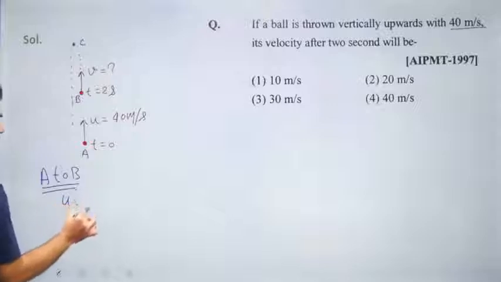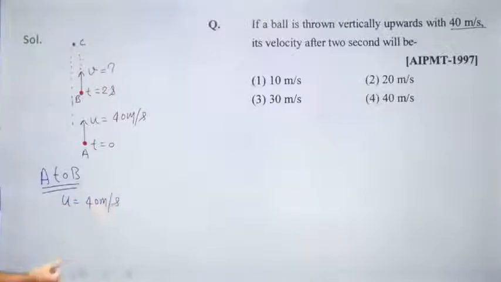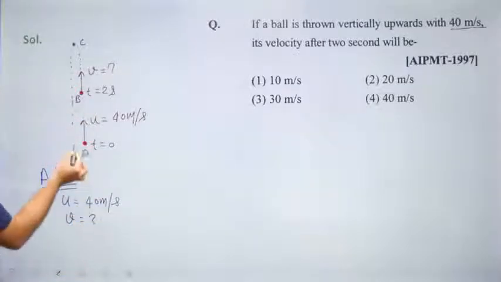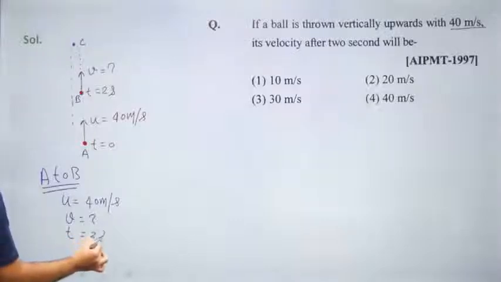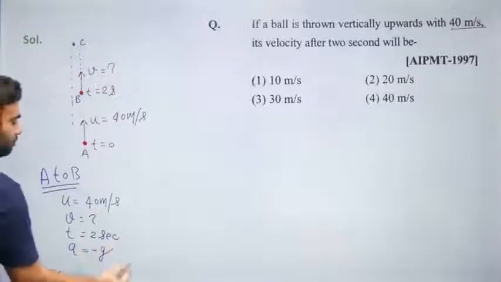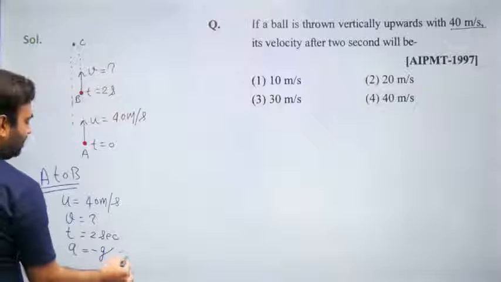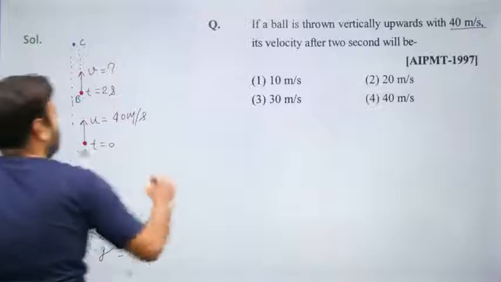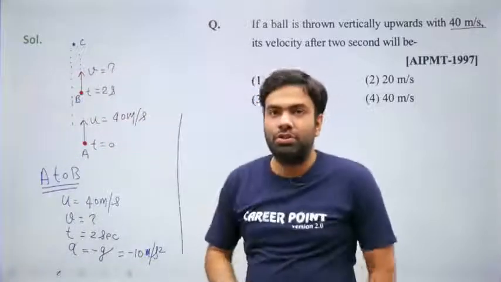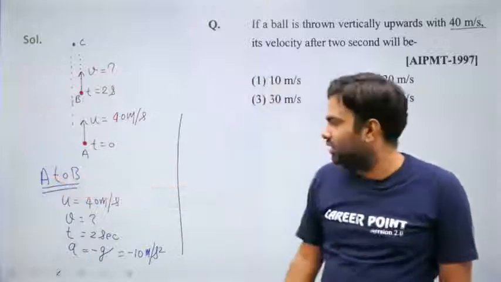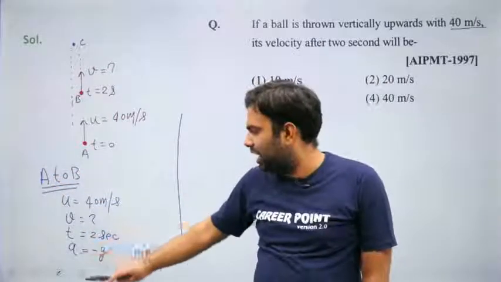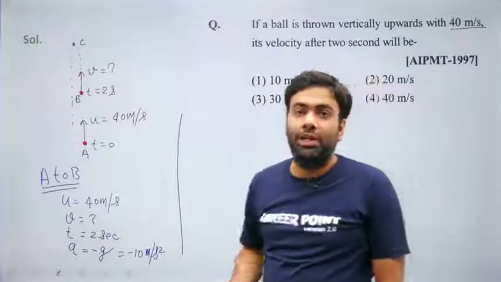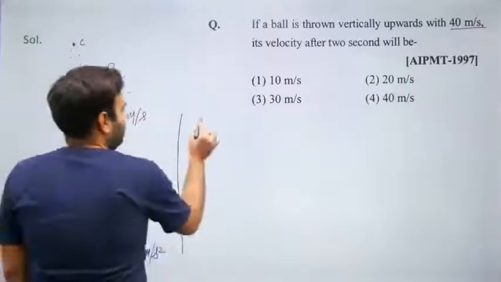Okay, so from A to B, what is its initial velocity? Its initial velocity is 40 meter per second. What is its final velocity at point B? That is unknown, that we have to calculate. And what is the time taken? Time is 2 seconds. And what is the acceleration? Acceleration is negative of g, and we will take the approximate value as minus 10 meter per second square. Now I am going to apply equations of motion from point A to B. I have u, I have t, I have a, and I have to find v. So we can apply the first equation of motion.